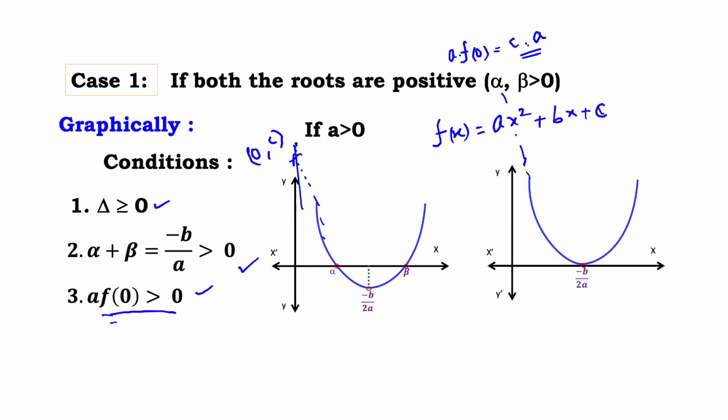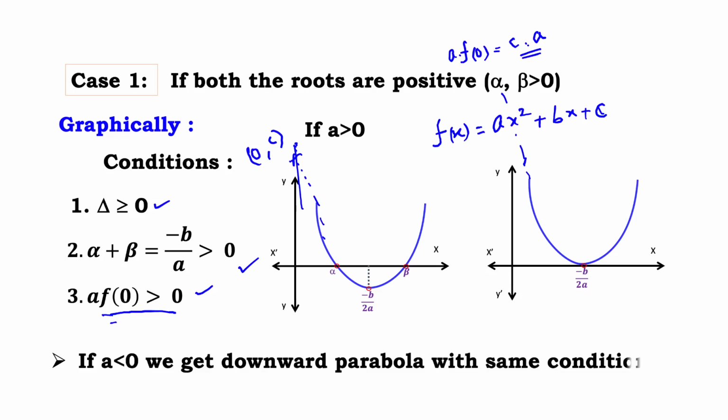But second case, when a is less than 0, a downward parabola will be there, but you have to use only these three conditions, right? Again, you have to use these three conditions for that. So let's go into the second one.